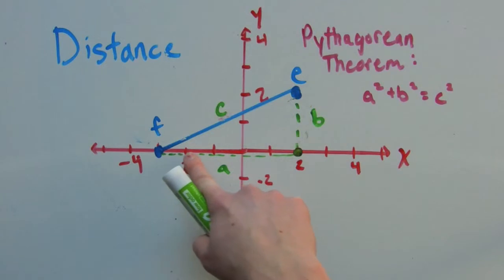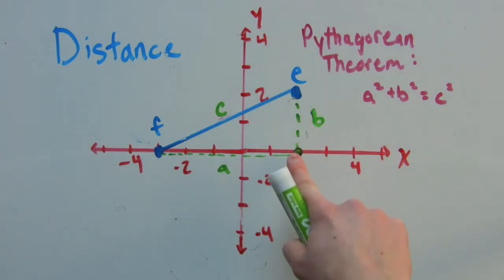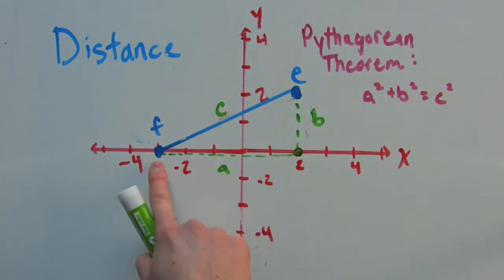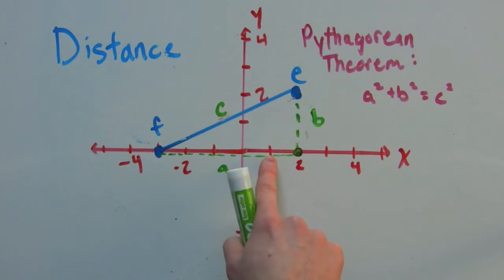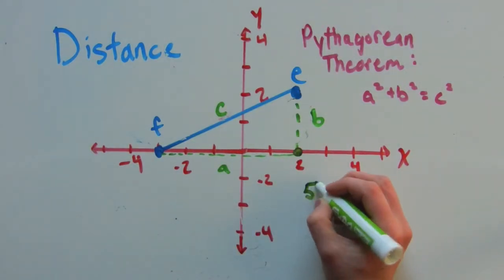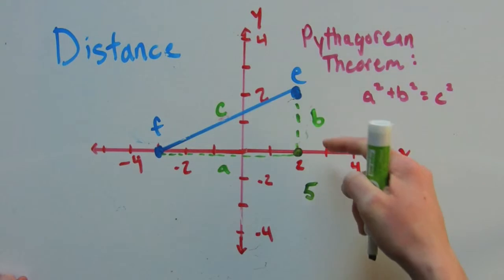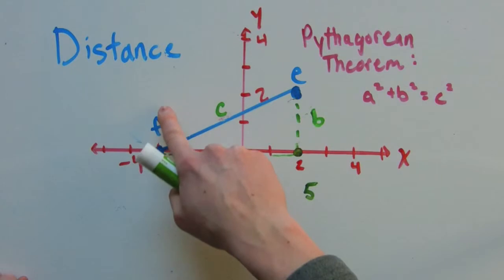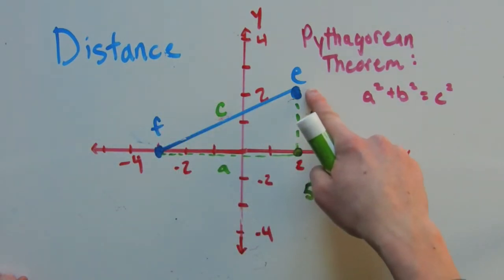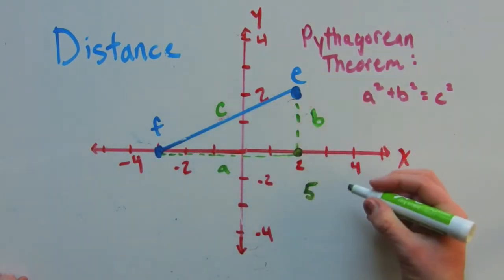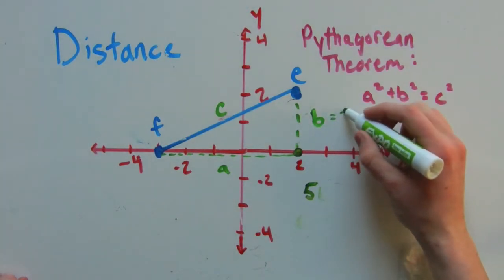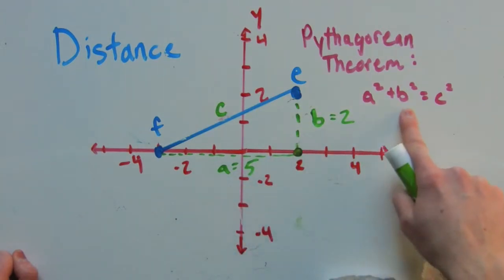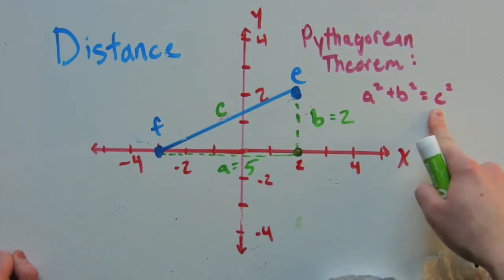So if we move F over, we're going to be lined up with E in the x direction. So this is our change in x. So we're going over 1, 2, 3, 4, 5 steps, or 5 units. And to find B, that's our vertical distance to go from F to point E. And we're going up 1, 2 units. So B is 2. We have 5 units and 2 units. We have our A, B. Now we can solve for our last variable C.